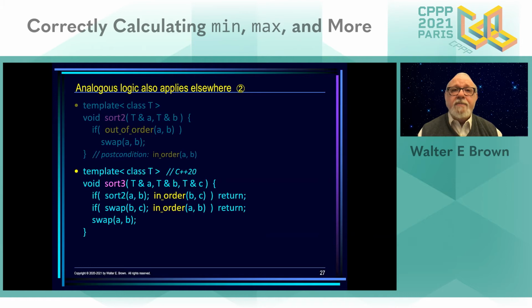By the way, although it's an unfamiliar presentation, perhaps, did you recognize bubble sort? That's what this algorithm implements. This is bubble sort on 3 items.